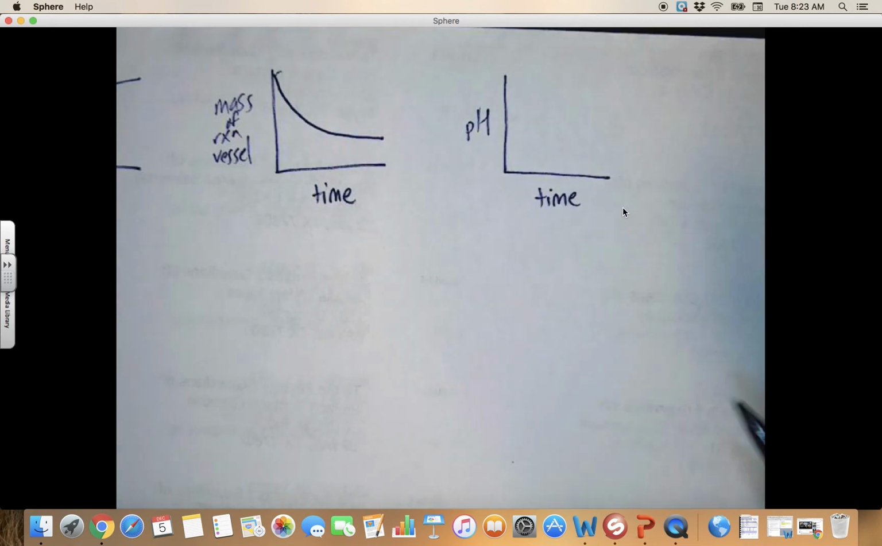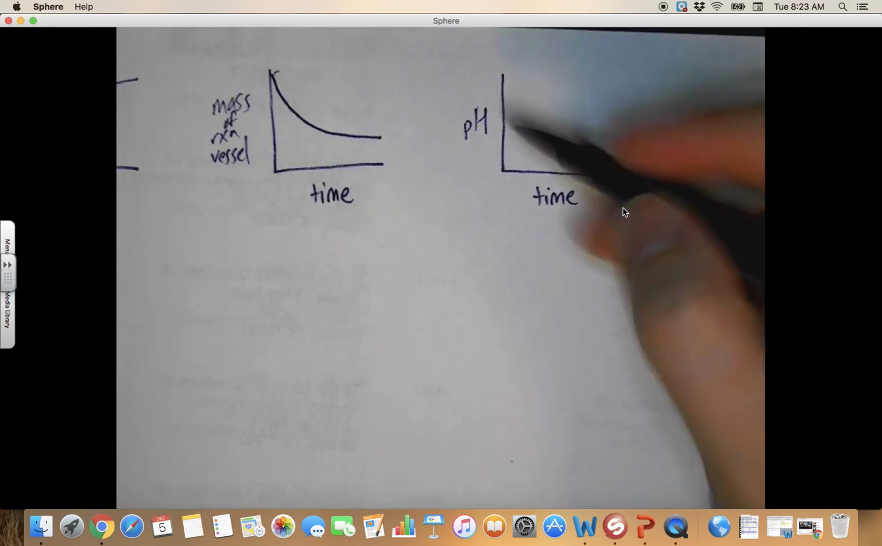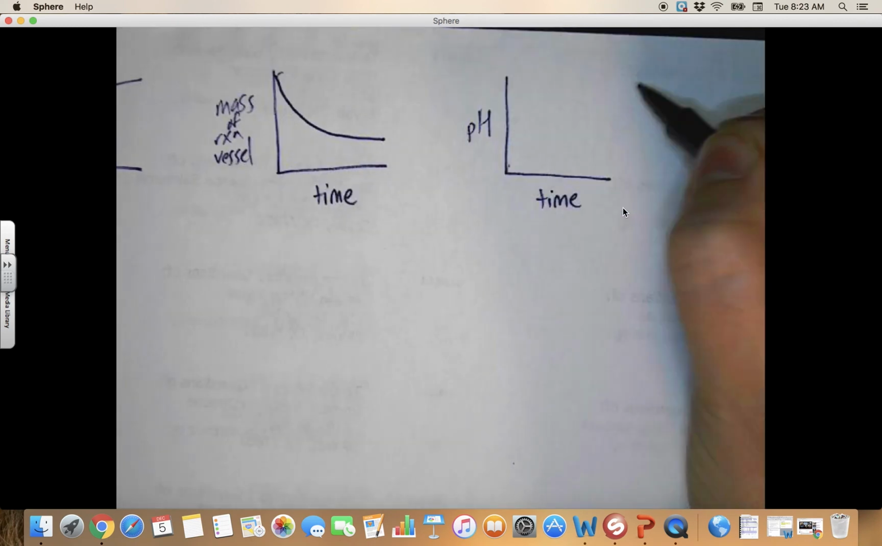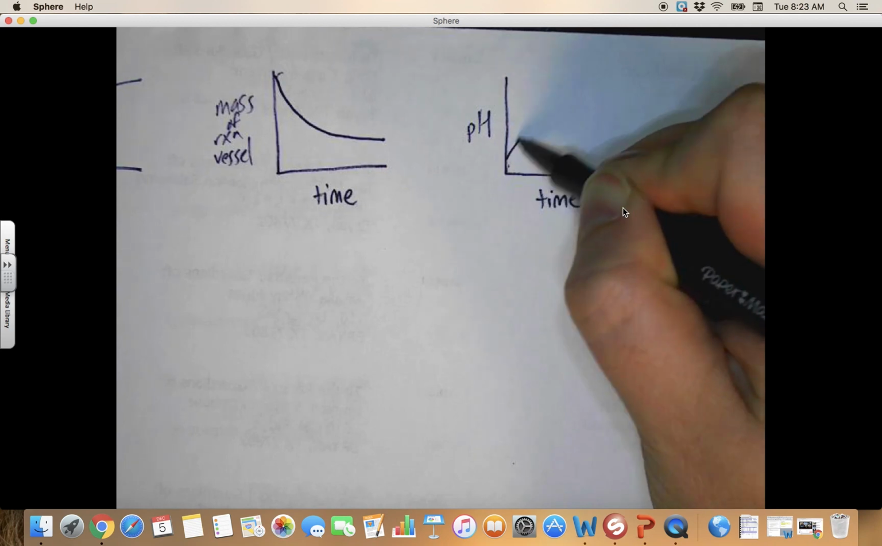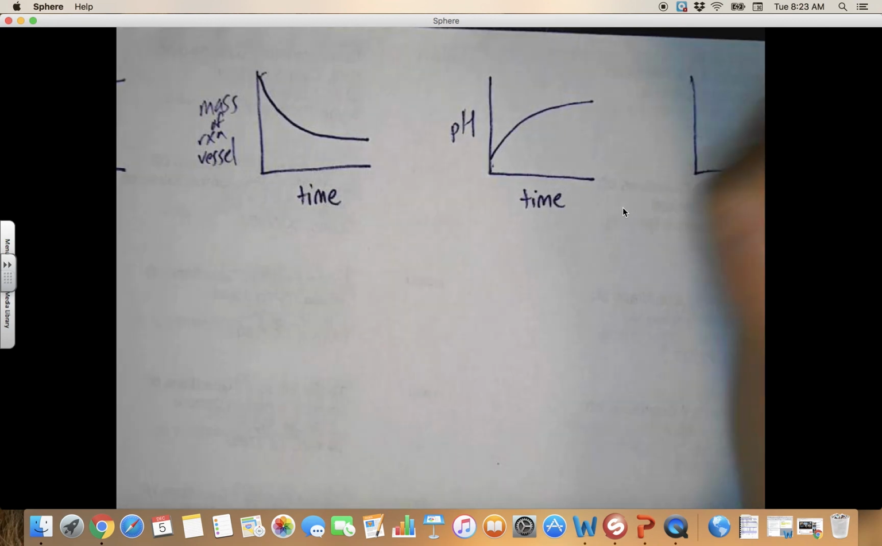All right, our next one was time versus pH. Okay, so I'm getting rid of the acid. What should happen to pH? Well, you got to realize acids have a low pH, and so as we get rid of the acid, our pH will come up, but we're not going to start at 0. We'll just start low and do that.